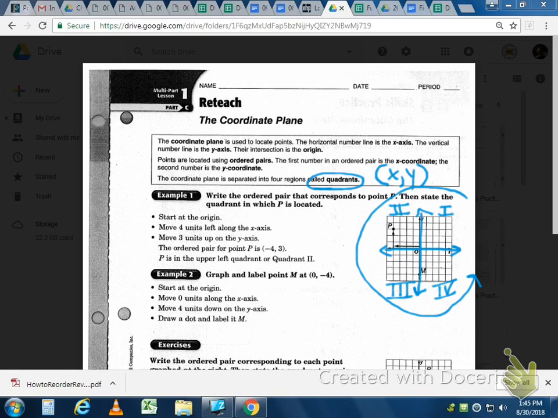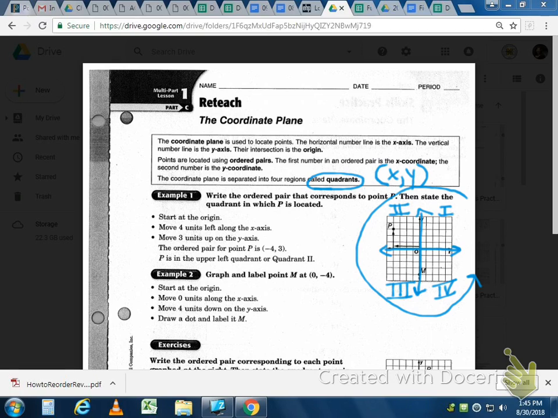You'll have to say what quadrant the points are located in. If it hits on an axis, then it's not in a quadrant. Then you need to say it's on the x-axis or it's on the y-axis, not what quadrant it's in.